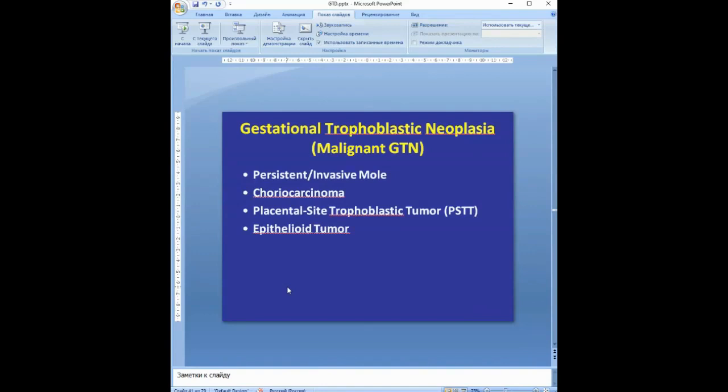There are different forms of malignant gestational trophoblastic disease. There is persistent invasive mole, choriocarcinoma, placental site trophoblastic tumor, and epithelioid tumor.